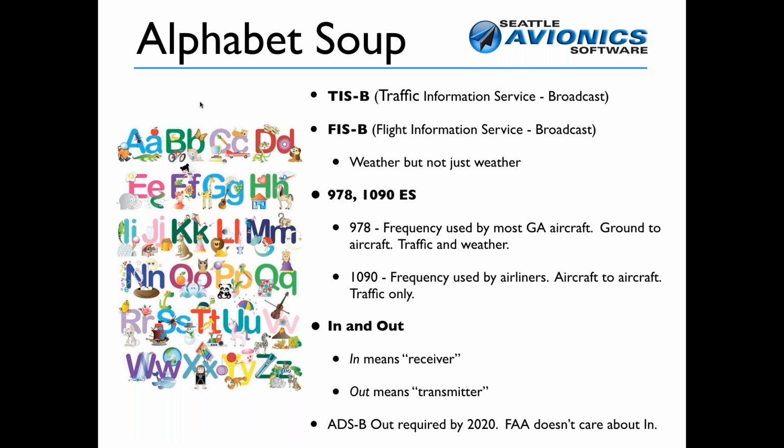A couple of other things, in versus out. Probably a better way that they could have described this would be to call ADSB in, ADSB receiver, and ADSB out, ADSB transmitter, but that's not how they worded it for some reason. And you probably know this already, but ADSB out, which is to say the transmitter, which unfortunately means the expensive part, is the one that is required for most folks. We'll talk about this in a second, in just about 6 weeks, by January 1st, 2020. The FAA doesn't care at all if you have a receiver, so it doesn't care about ADSB in.